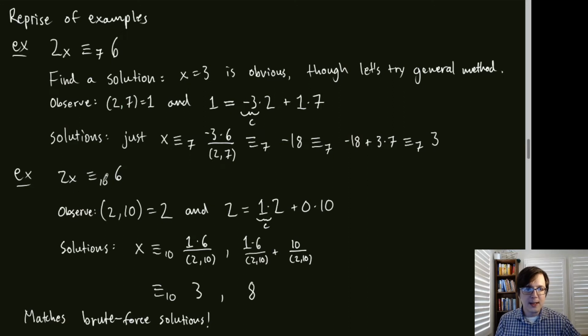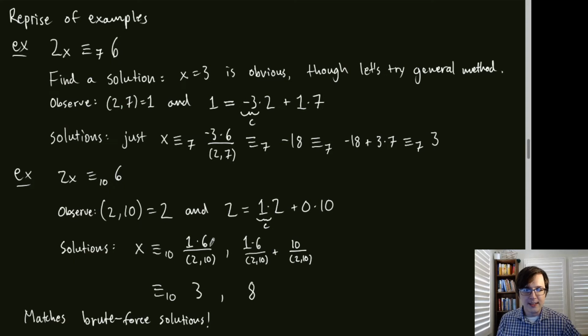Now what about 2x is congruent to 6 mod 10? The GCD of these numbers, again by prime factorizations, is 2. And in this case, whenever one number divides the other, then the Bezout coefficients are really easy. You take 1 of one and 0 of the other. So 2 is 1 times 2 plus 0 times 10. That gives us our c, which is 1.